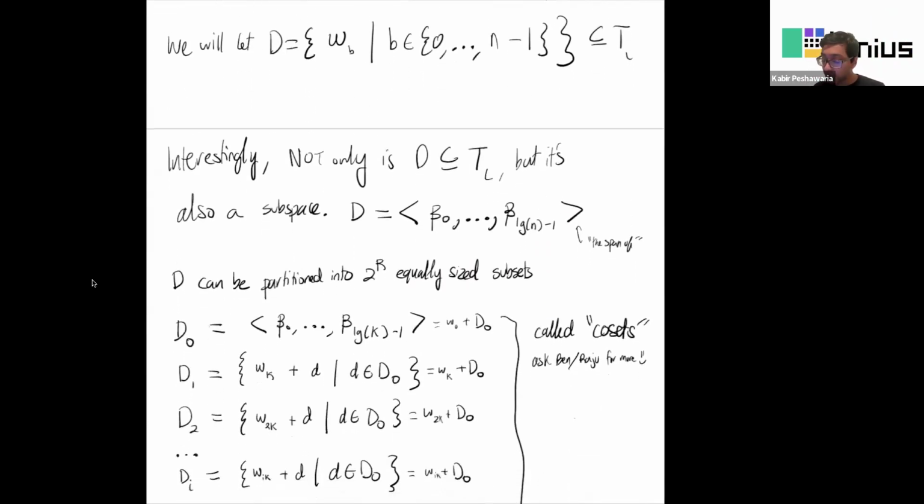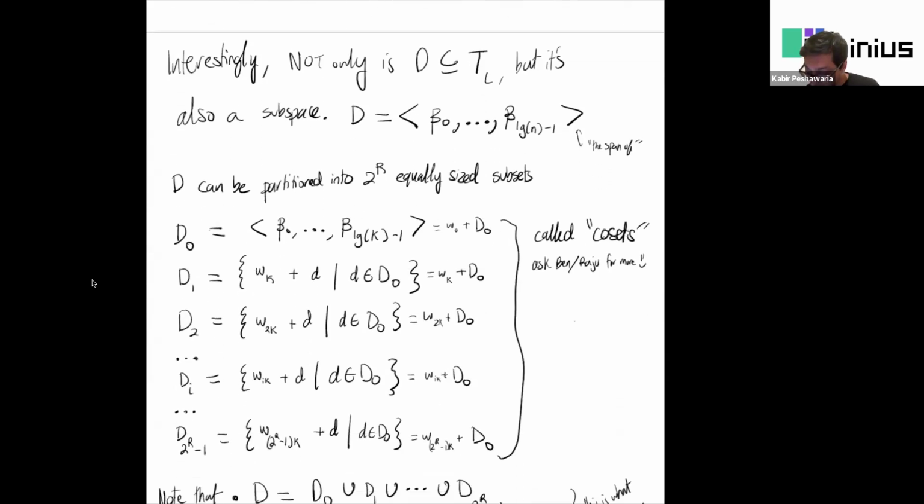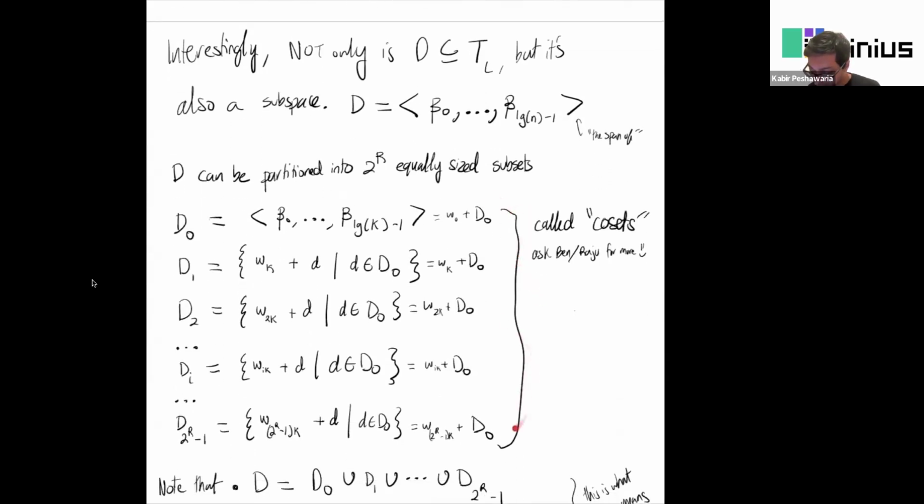D can be partitioned into 2 to the capital R equally sized subsets that look like this. D0 is basically everything you can create with everything from basis log k onwards set to 0. D1 is everything you can create in D0, but shifted up by omega k. D2 is everything you can create from D0, but shifted up by omega 2k.